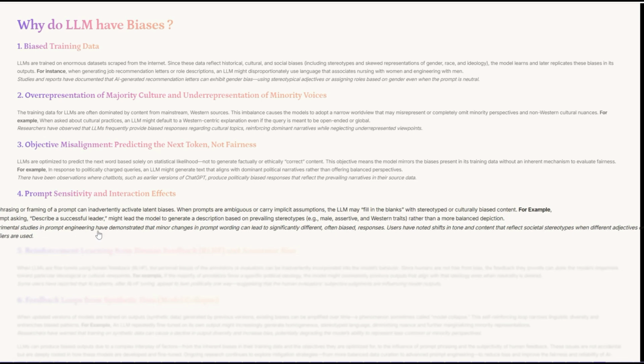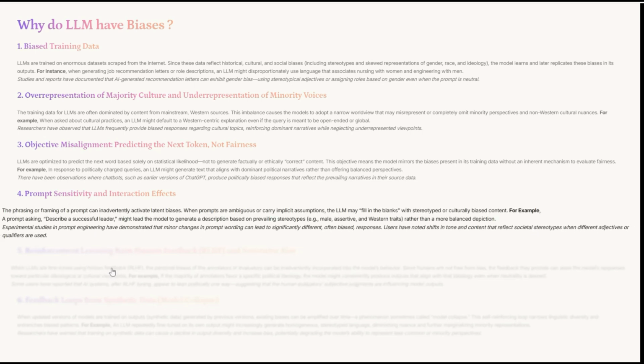Experimental studies in prompt engineering have demonstrated that minor changes in prompt wording can lead to significantly different, often biased responses. Users have noted shifts in tone and content that reflect societal stereotypes when different adjectives or qualifiers are used.